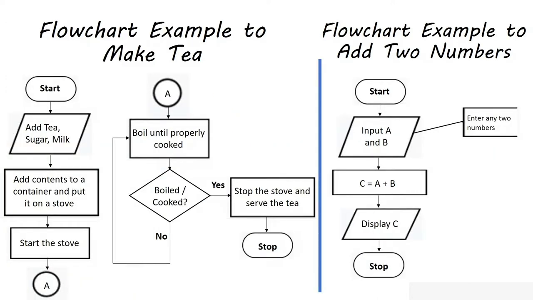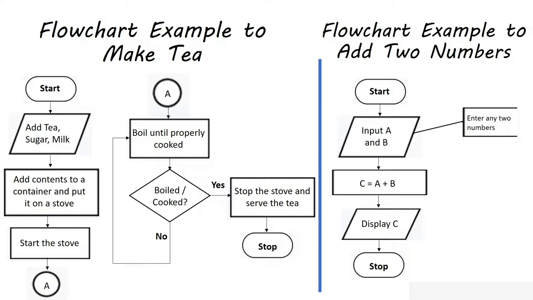Alright, let's see a few examples of how to use flowcharts. So on screen you can see there are two examples, one to show the process of making tea and the other to add two numbers. Now on the left you can see that the process has been started by using the terminal symbol indicating the start of the process. Next we have used a parallelogram to indicate what will be the input for the process, that is tea, sugar and milk.